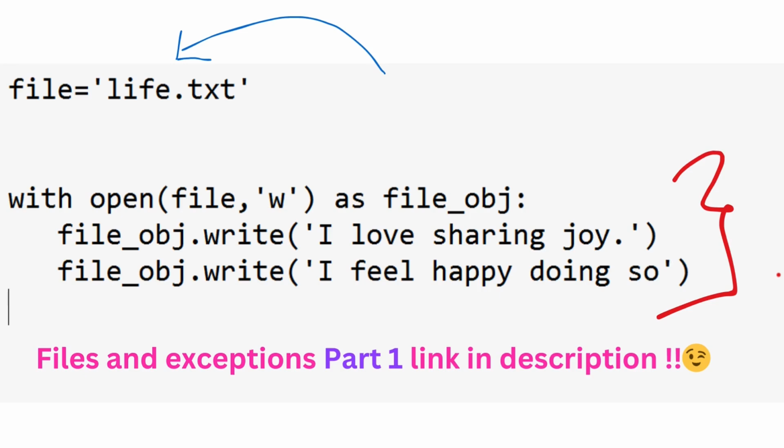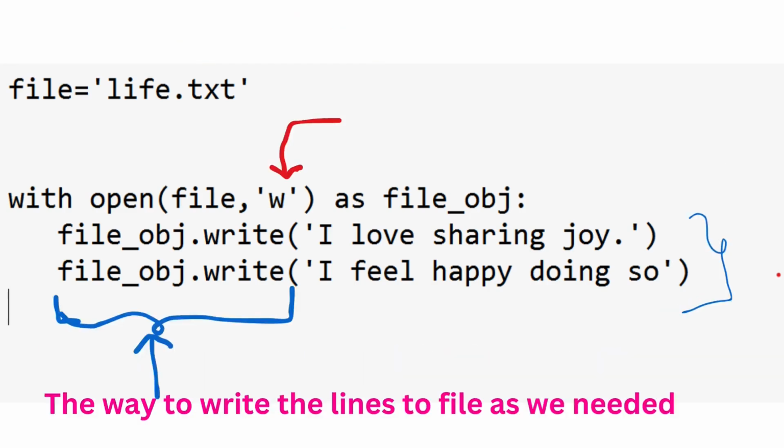Here the file variable is referring to life.txt. Of course, it is a text file. And below this, as we have seen in the concepts of reading a file, we are using the same with block, as we have to open the file to write the contents into it. Of course, the first argument is the name of the file. And here we have the second argument, W, indicating the file is opened in write mode. Then this object is assigned to the file object.